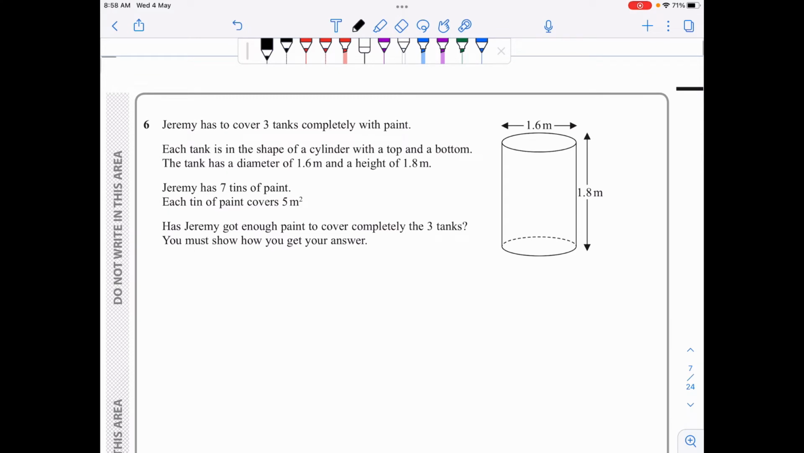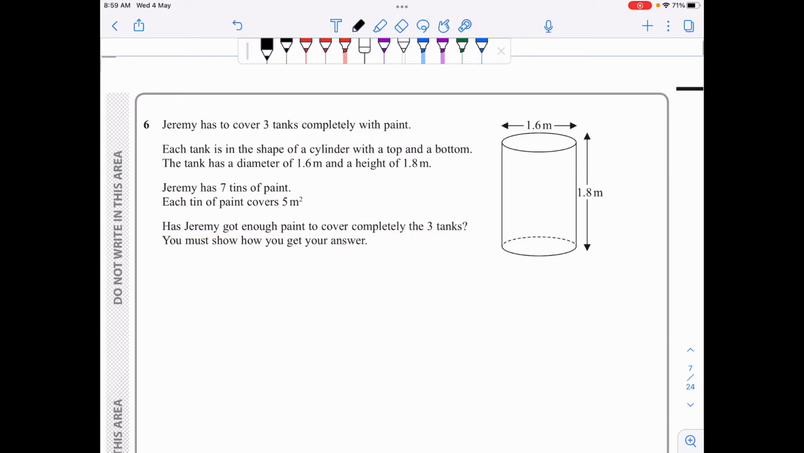Question 6, it's Jeremy who has to cover 3 tanks completely with paint. Each tank is in the shape of a cylinder with a top and a bottom. The tank has a diameter of 1.6 meters and a height of 1.8 meters. He has 7 tins of paint, each one covering 5 square meters. And the question is whether Jeremy has got enough paint to cover completely the 3 tanks.